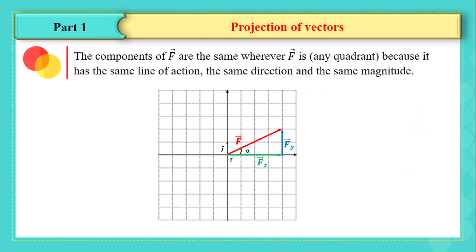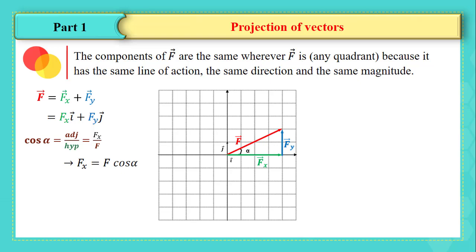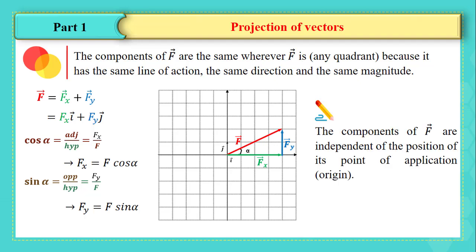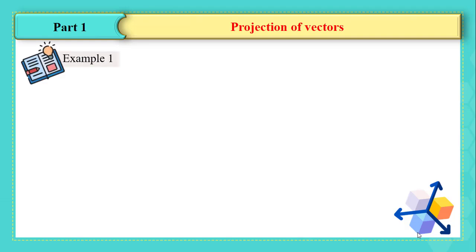It is very important to know that the components of F are the same wherever F is, in any quadrant, because it has the same line of action, the same direction, and the same magnitude. In the right triangle formed by Fx, Fy and F, alpha is the angle adjacent to Fx. Using the cosine rule in the right triangle, we find that Fx is equal to F cosine alpha. Fy is the side opposite to alpha, and using the sine rule, we find that Fy is equal to F sine alpha. The components of F are independent of the position of its point of application or origin. Now let's solve the following examples.